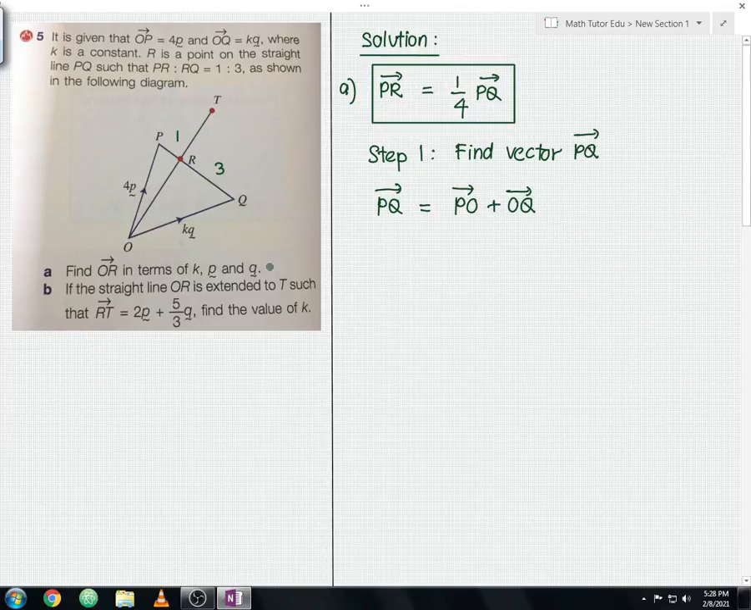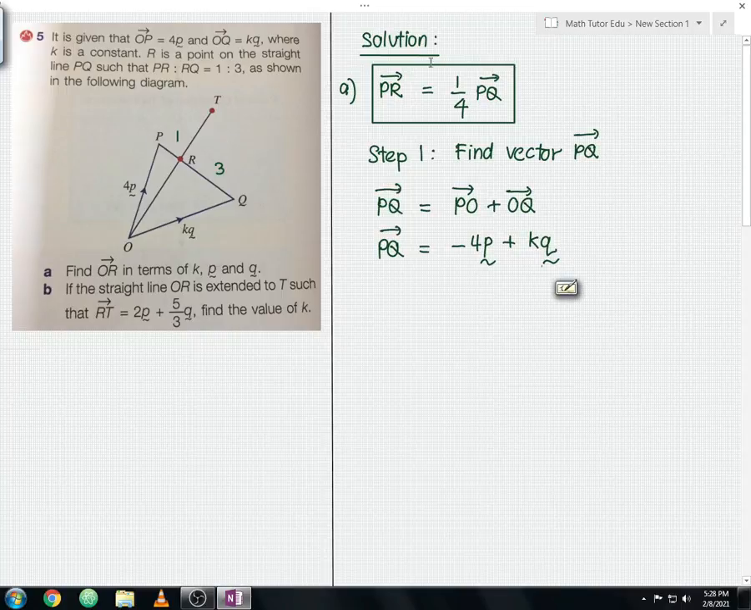From the diagram, it mentions that vector OP is 4p. So to find the vector PO, it is just the opposite direction of vector OP, in this case negative 4p. Your vector PO will be negative 4p. So from here you get your vector PQ will be equal to negative 4p plus kq. Okay, so this is your step 1.